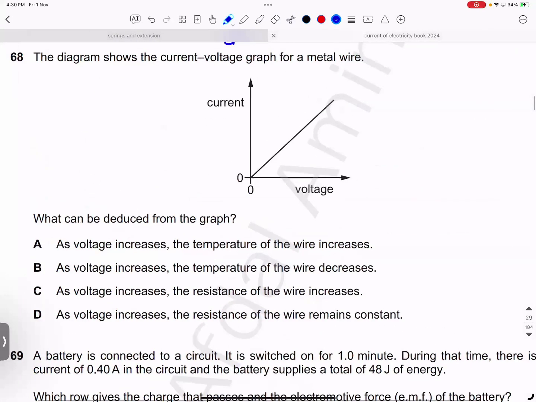Question 68. It's a straight line graph between voltage and current, so it means resistance is constant. If resistance is constant, it means the temperature of that specific component is also constant, and it obeys Ohm's law.